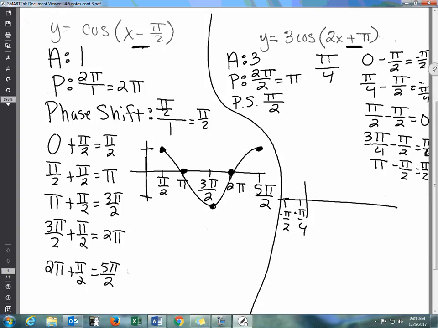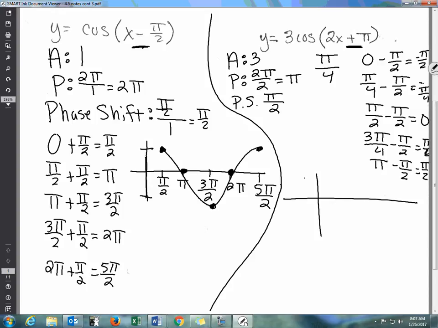Here's 0. Let me redraw this. All right, I'll give myself some more room. So here's negative pi over 2. Here's negative pi over 4. There's 0. Here's pi over 4. And here is pi over 2. Okay. Now my amplitude is 3, so I'm going to plot those 3 points on the y-axis. So 1, 2, 3. And I'll plot 3 below. So that's 1, 2, and 3.